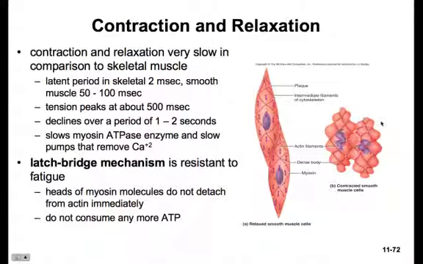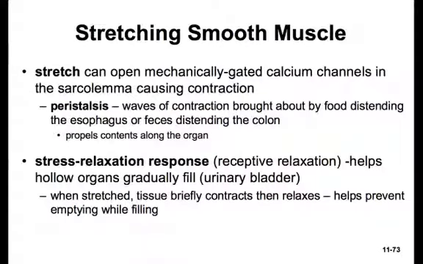This latch bridge mechanism is very resistant to fatigue. This means the heads of the myosin don't detach from the actin immediately, so they hold the contraction for longer, and thus they don't consume any more ATP. Stretch alone in smooth muscle can sometimes cause contraction. It causes the opening of mechanically gated calcium channels in the sarcolemma. This lets in calcium and thus causes a contraction.